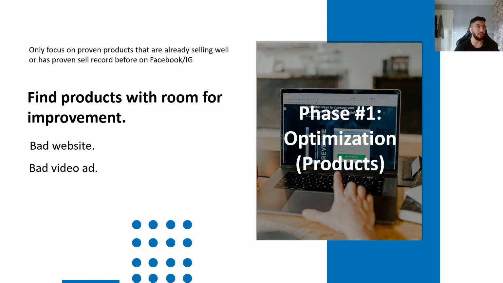And the other thing is to find products with room for improvement. Maybe you find a product with a bad website or a bad video ad that you can improve. But as I said, when you're a beginner, it's good that you already find a store that is doing it really well, so you can copy them in another country, and that will make your success. And after that, you can do the method that I'm talking about here.